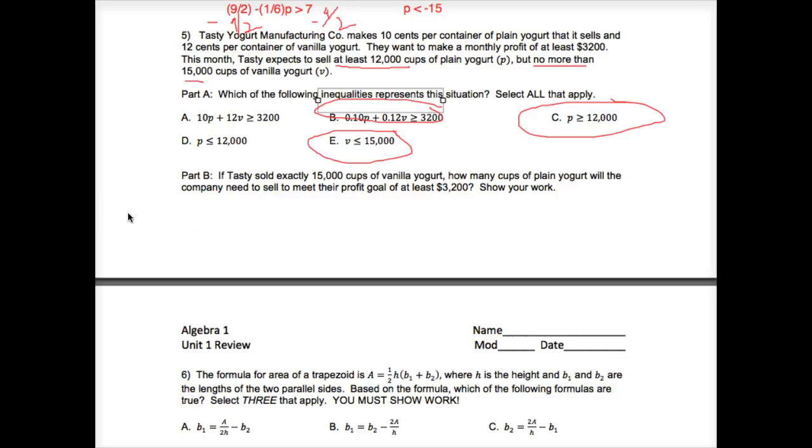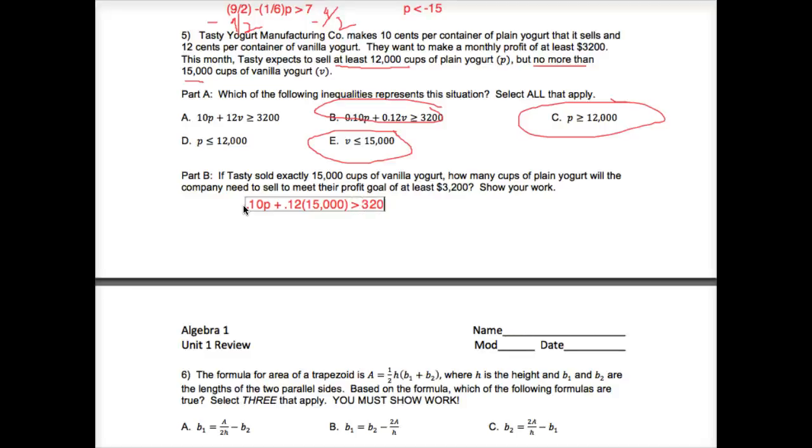Part B, if Tasty sold exactly 15,000 cups of vanilla yogurt, how many cups of plain would they need to sell to meet their profit goal? So they're giving us a value for V, so that means that we need to plug that into this inequality from part B. I don't know P right now, and that's what I'm trying to figure out, because that's what it asks, how many cups of plain yogurt. So I've got 0.10P, and then I've got plus 0.12 times V. They just told me that V was going to be 15,000. So I'm going to plug that in, and I need that to be greater than or equal to 3,200.